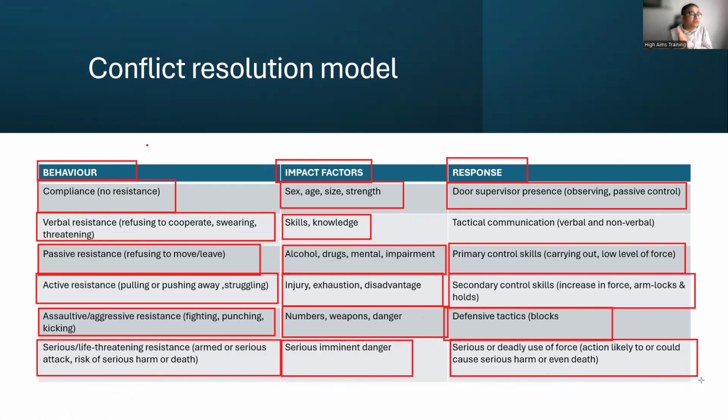So the moral of the story is anything that you do has to be proportionate to the level of threat. Anything that you do has to be proportionate to the level of threat.